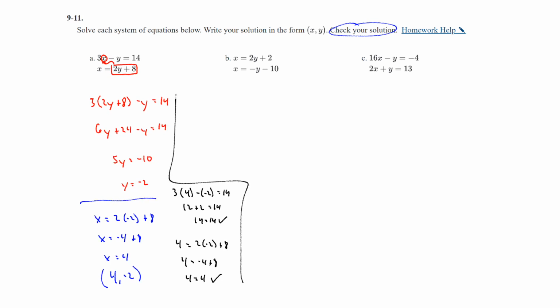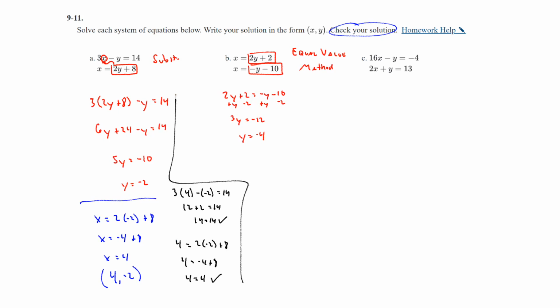All right, let's go ahead and look at the next one, B. Both of these are equal to x, so we're going to use the equal value method on this one, whereas on this one over here, we used substitution. So we can just set these equal to each other. 2y plus 2 is equal to negative y minus 10. I'm going to add y to both sides. Subtract 2 over here, so that's equal to negative 12. Divide by 3, and y is equal to negative 4.